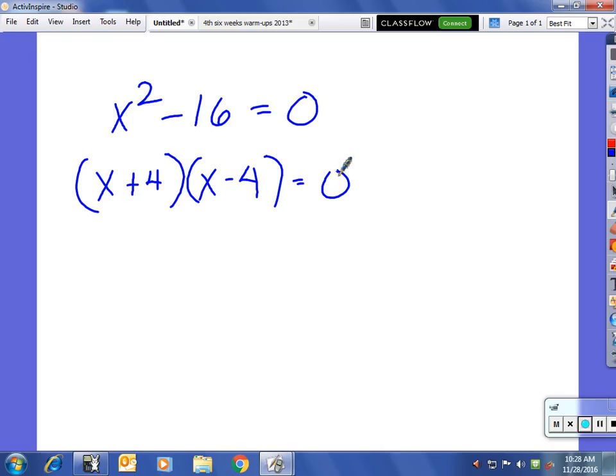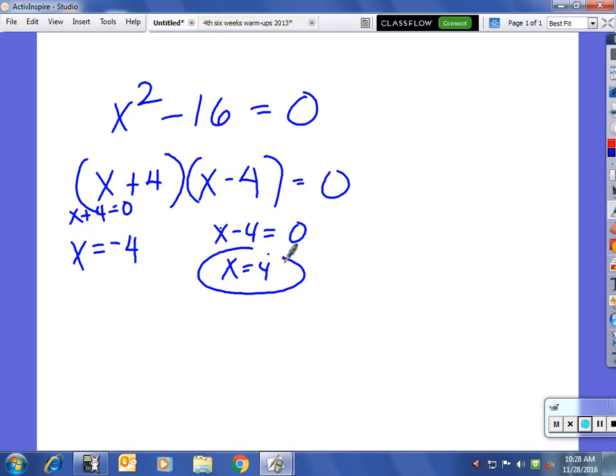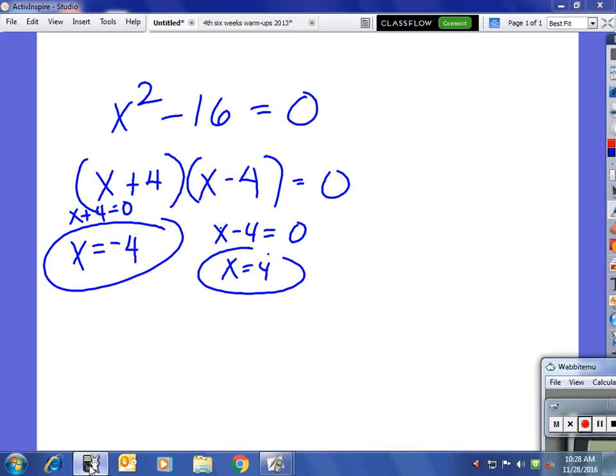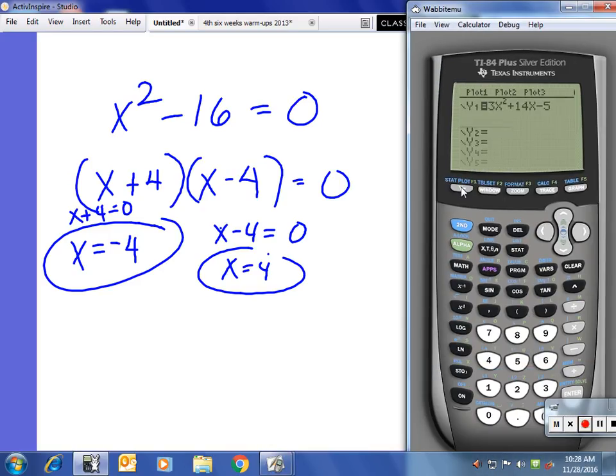So what are the solutions? This one would be negative 4. If x plus 4 equals 0, then move the 4 over, you'd get negative 4. What would this one be? Positive 4. Okay, and if I wanted to verify that, look at your calculator, go to y equals, put in x squared minus 16. Look at the picture, and it should be crossing the x-axis at positive 4 and negative 4. That looks right to me.